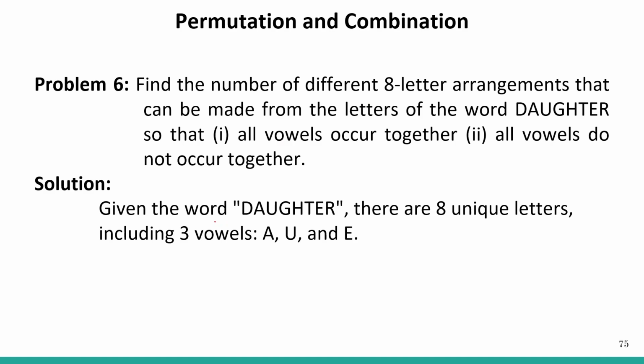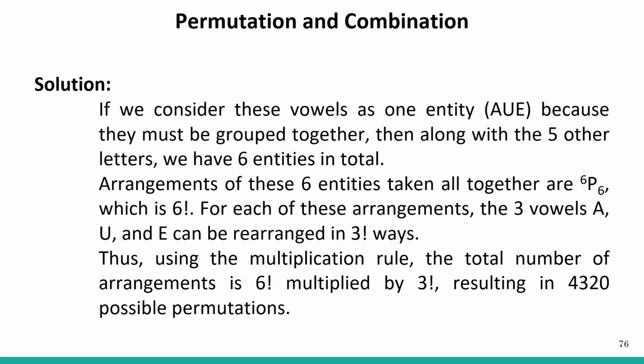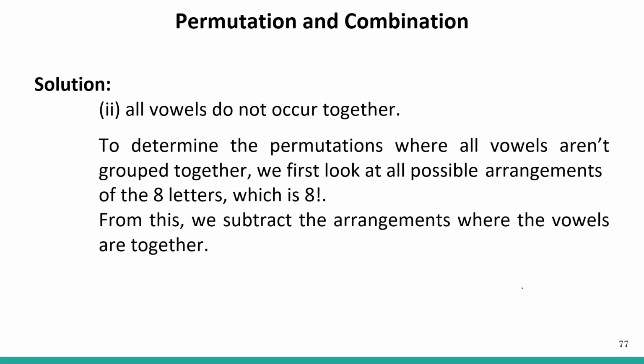Given that the word daughter has 8 unique letters including 3 vowels, that is A, U, E. If we consider these vowels as one entity, they must be grouped together. Then among the 5 other letters, we have 6 entities in total. Arrangements of these 6 entities taken all together, 6P6 ways, that is 6 factorial. Using the multiplication rule, there are 6 factorial into 3 factorial ways, which equals 4320 possible ways.